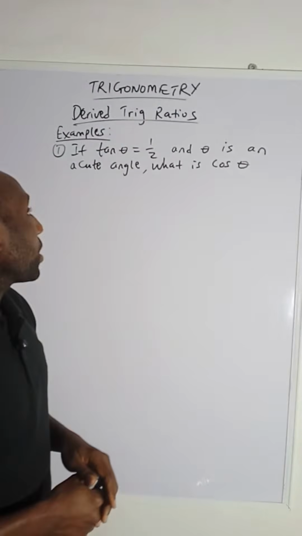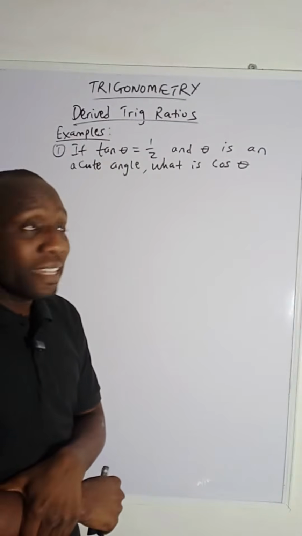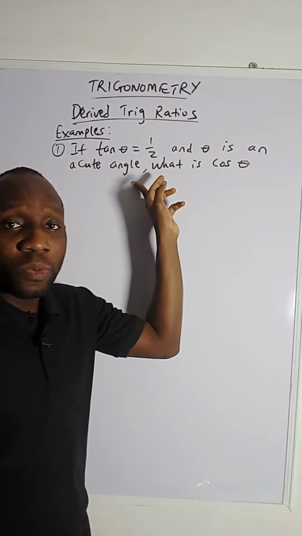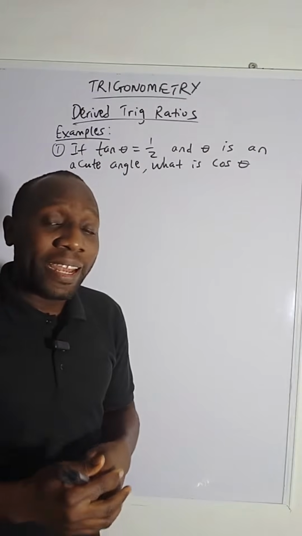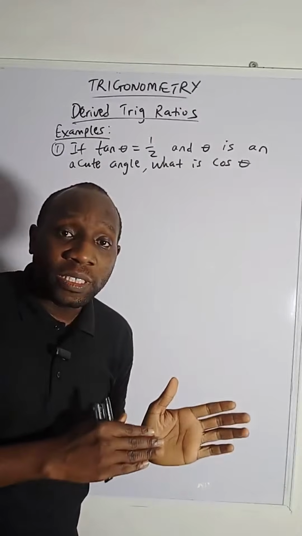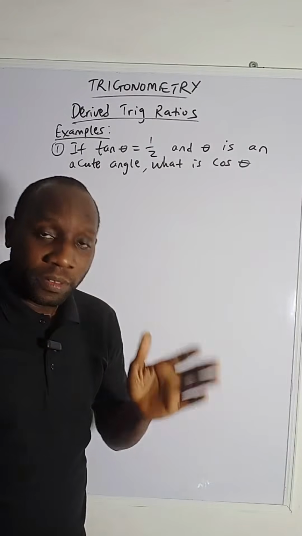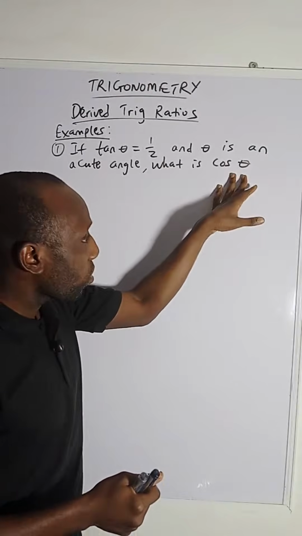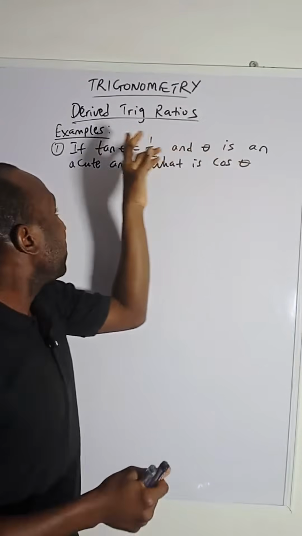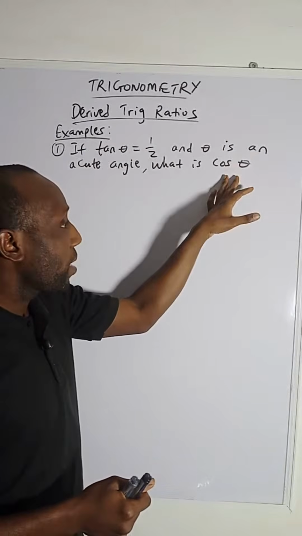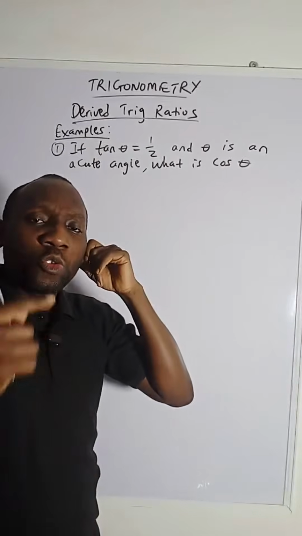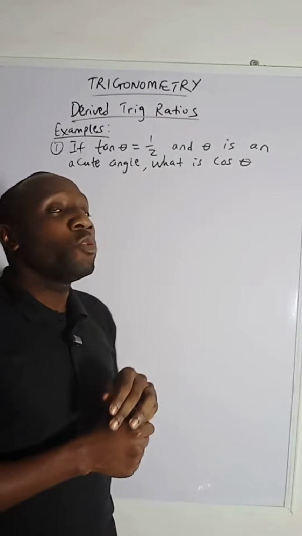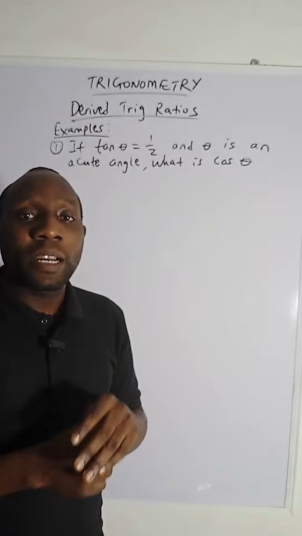So, as you can see on the board, we have an example. It says tan theta is equal to 1/2, and theta is an acute angle. Now, you know what an acute angle is. An acute angle is an angle that is between 0 degrees and 90 degrees. What is cos theta? So we're given tan theta, and we want to get cos theta. How would you do this without using a calculator?